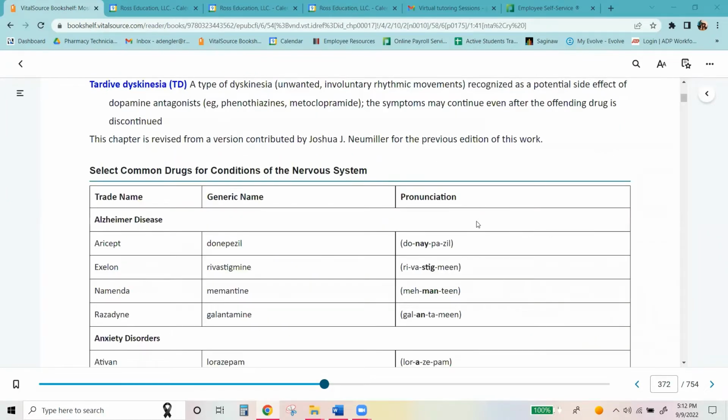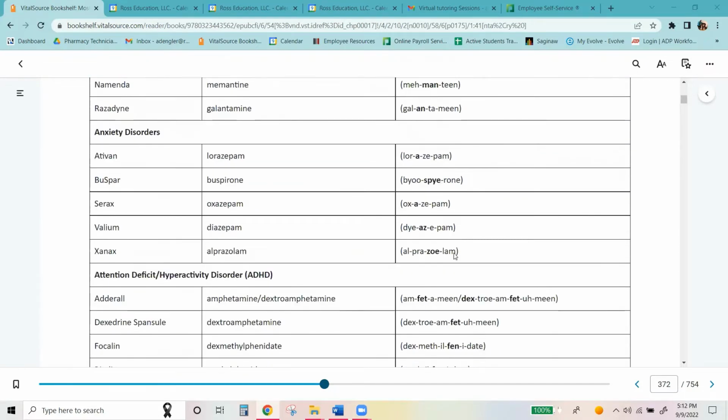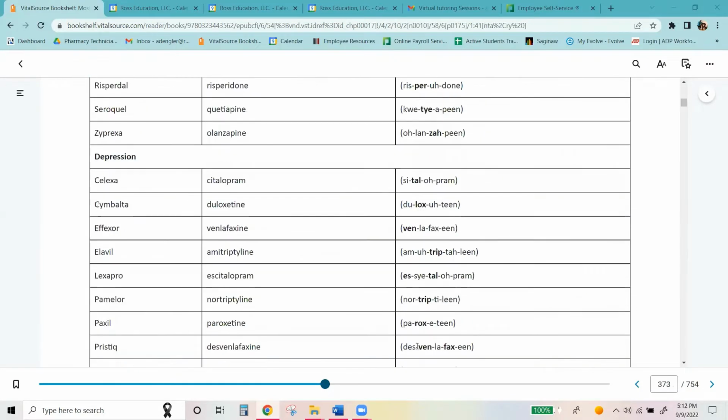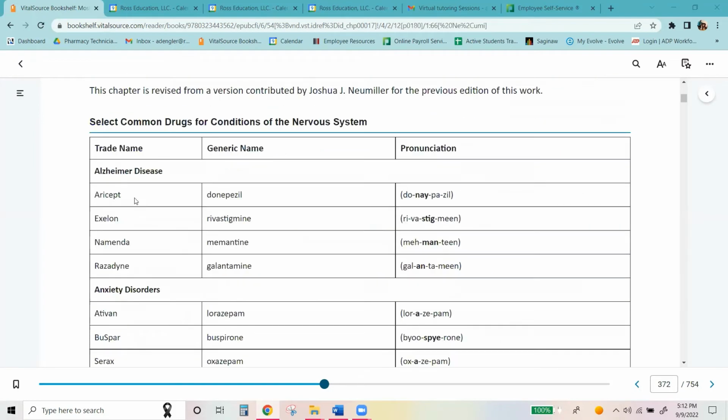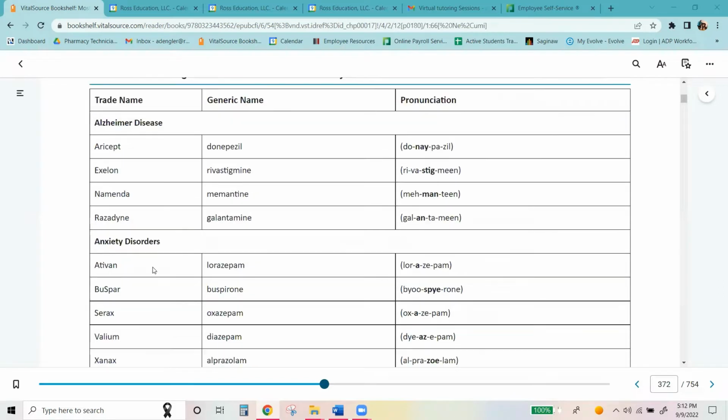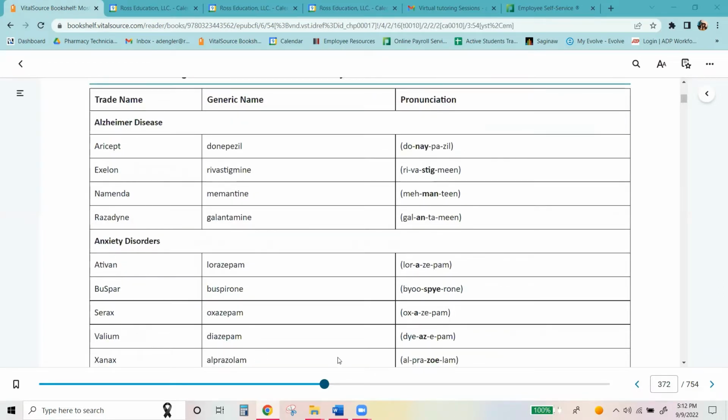This chart here is select common drugs for conditions of the nervous system. This is a nice chart because it tells you how to pronounce the medication's generic names, which is usually the most difficult. And it groups together everything by what it's for. So Alzheimer medication, anxiety medication, these are the most common.